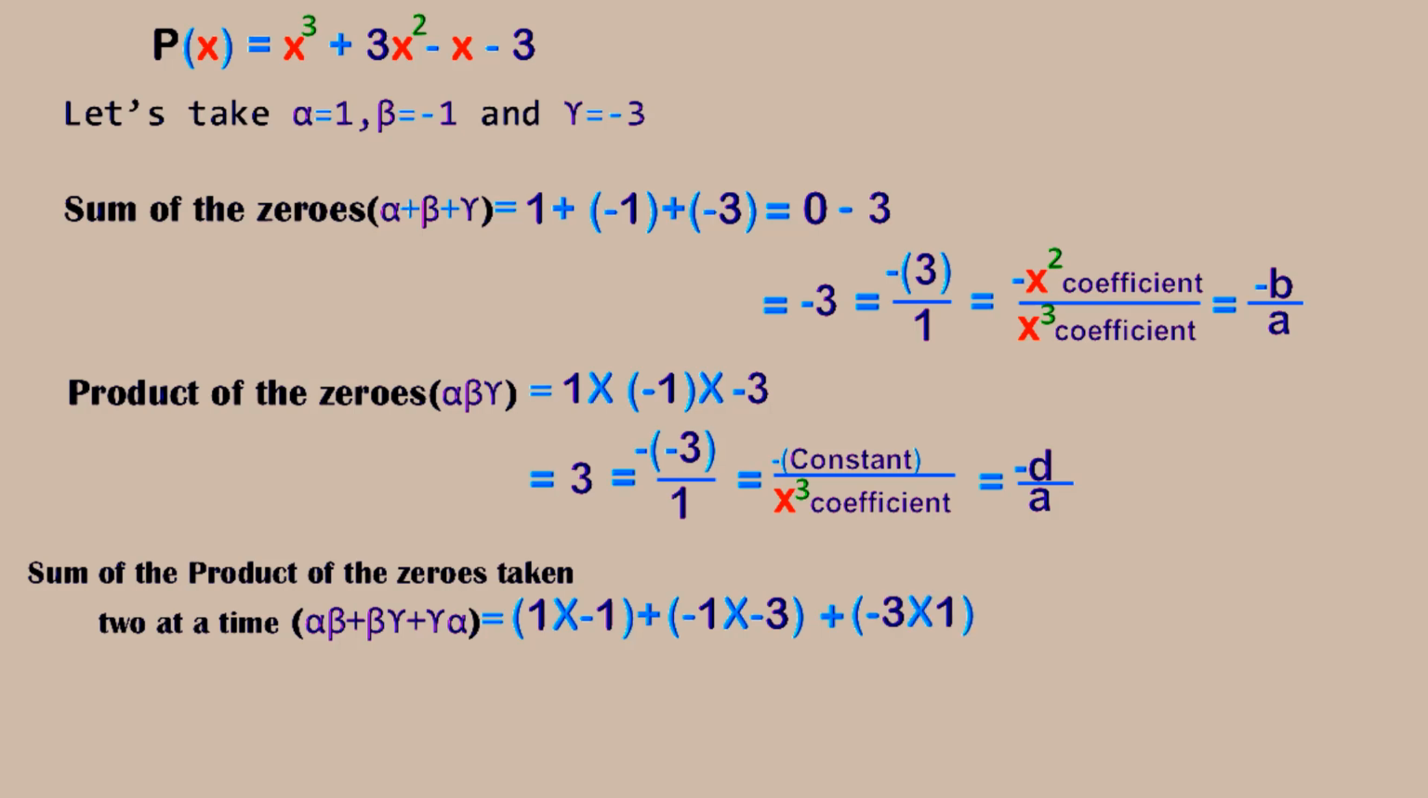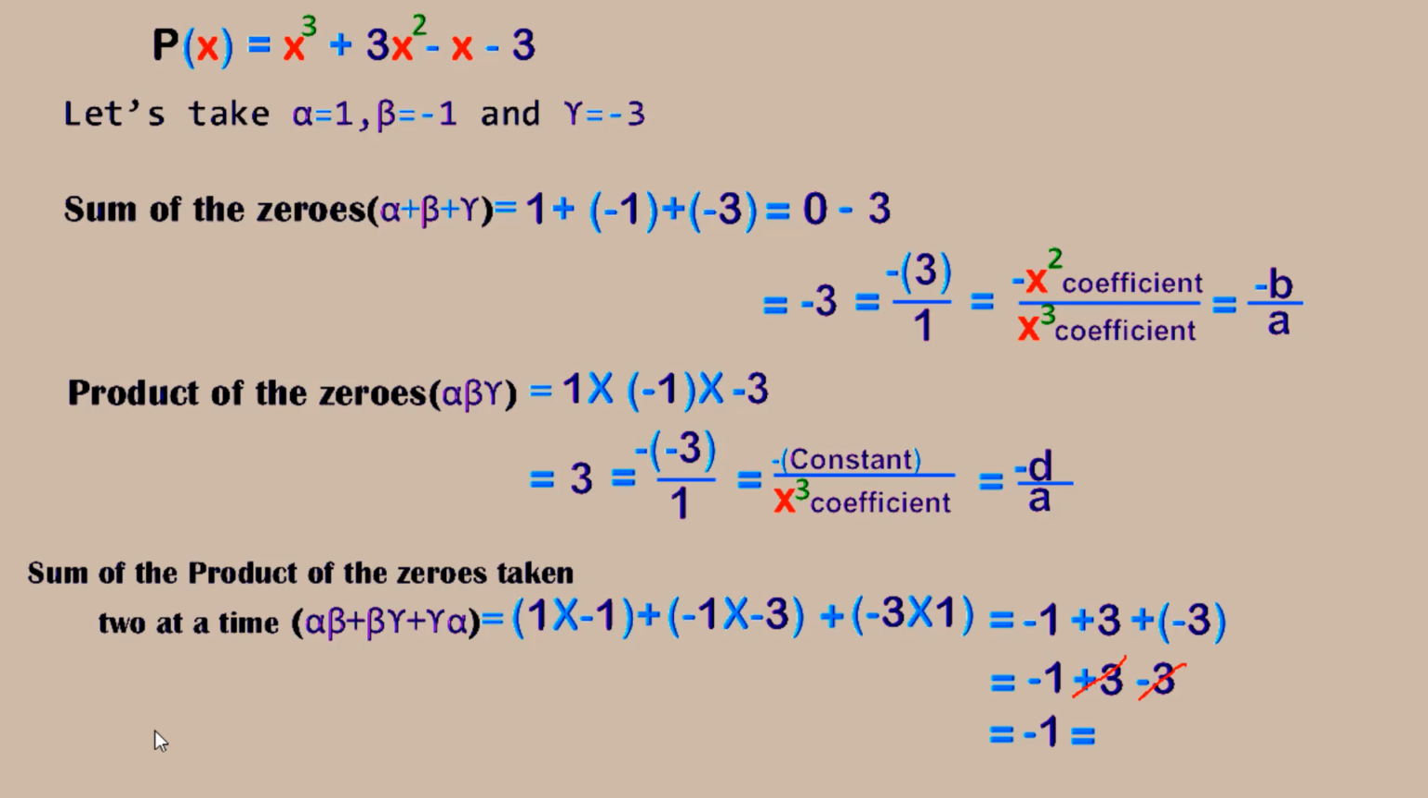Now first multiplying, we get 1 into minus 1 equals minus 1, and plus minus 1 into minus 3 we get positive 3, and next minus 3 into 1 we get minus 3. Now if we simplify this, we get minus 1 plus 3 minus 3. Plus 3 minus 3 becomes 0, so we get minus 1 as the result. So the sum of the product of the zeros taken two at a time is equal to minus 1.